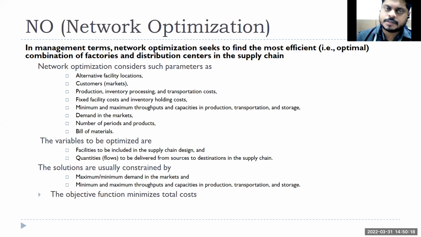So network optimization means in management, network optimization seeks to find the most efficient or optimal combination of factories and distribution centers in the supply chain, right? Because these are the two things which are in my control. I do not have control on suppliers. I do not have control on location of customers nor locations of suppliers. So I can bring that to my supply chain.